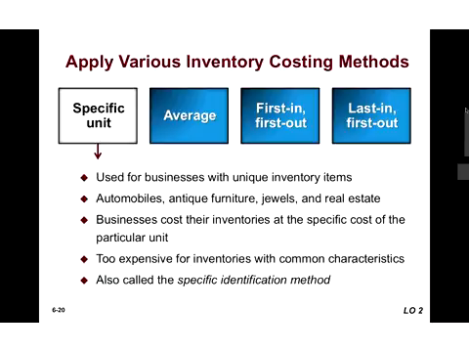So, automobiles, jewelry, real estate. We're talking about high-end jewelry. Real estate, obviously, is very, very unique. So these are specific identification, specific unit. Okay, so that's the first method. So we can't use it for very many companies, but it's there. Okay, so we know it exists.